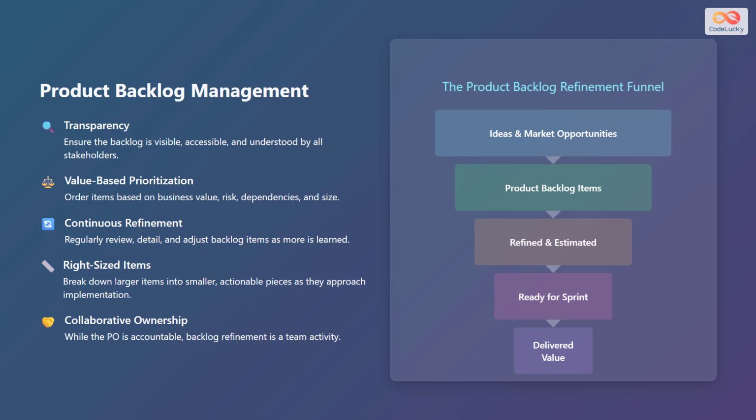The product backlog refinement funnel starts with ideas and market opportunities, which flows into product backlog items. This gets refined and estimated. This is followed by items ready for sprint and finally delivered value.